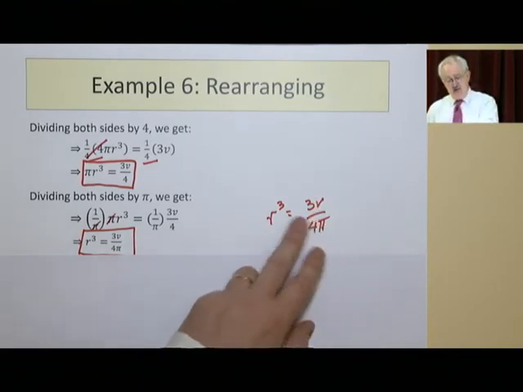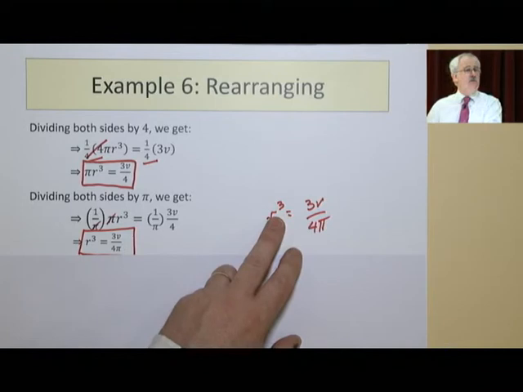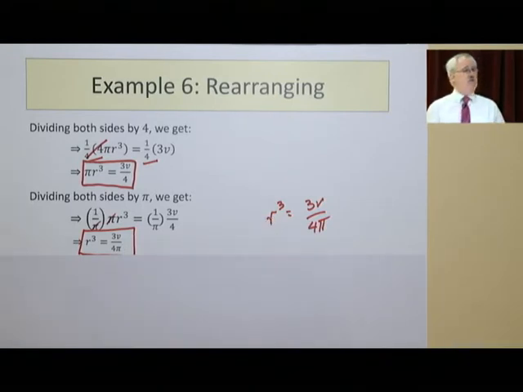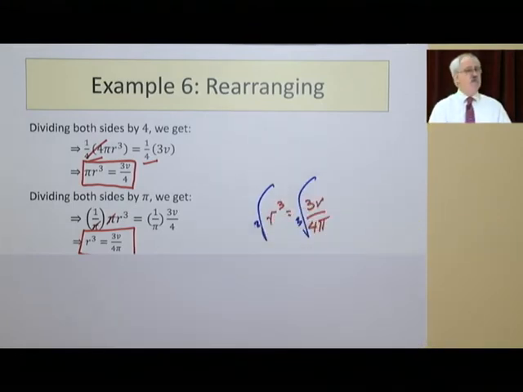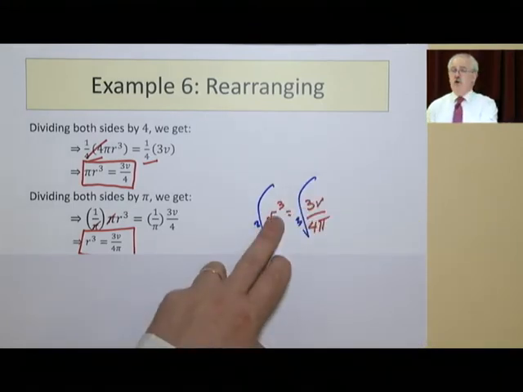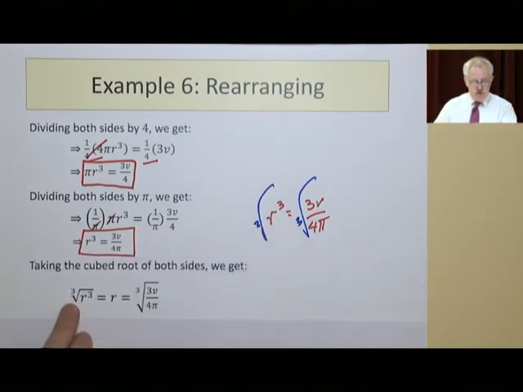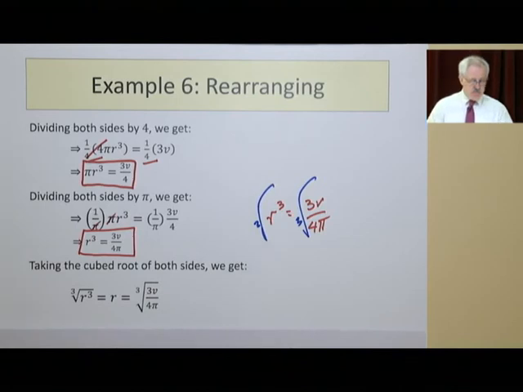I've got an expression, but it's a cube. How do you get rid of a cube? What unlocks a cube? The cubic root. So if I take the cubic root of this side and the cubic root of this side, it will get rid of that r cubed for me. So the cubic root of r cubed is r. So it's that.